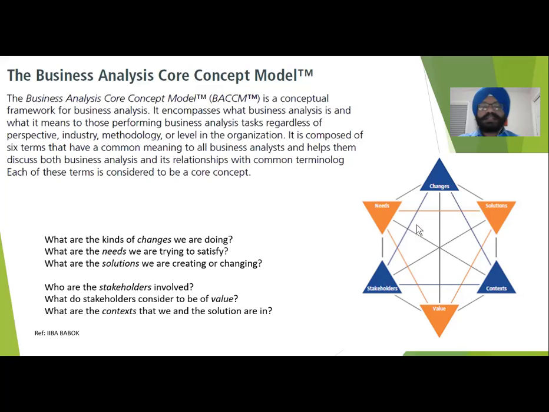If you're just looking at this diagram, the whole point is to do these kind of things which I have listed down here. That means, first of all, the business analyst should be able to understand what exactly are the kind of changes we are doing, right? If we don't understand what kind of changes we are doing, then it doesn't work very well. What are the needs we are trying to satisfy? Those needs could be at the business level, at the enterprise level, or department level, or some project level. What exactly do we want to do in that?